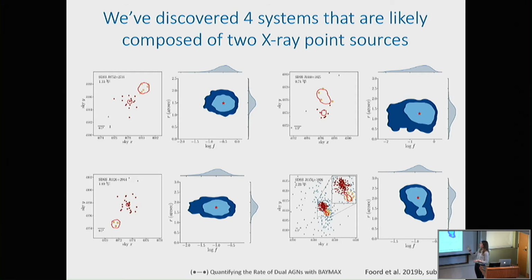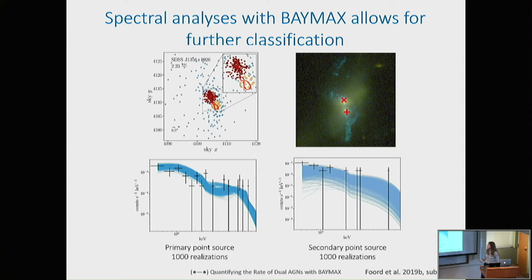And then on the right-hand side, I'm showing you the joint posterior distributions for separation and count ratio. Because Baymax is able to probabilistically assign each count to a different model component, you can sample from the posterior distributions and actually create many different spectral realizations of each component. So this is exciting because it's one of the first times where we can disentangle counts from a closely separated system and actually fit for their spectra.